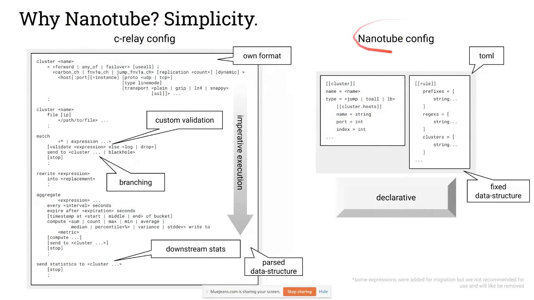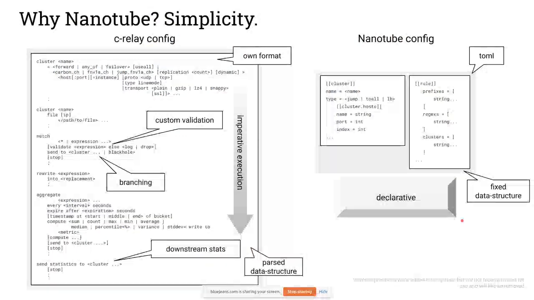On the right side is the Nanotube config. We strive to make it declarative and as simple as possible. It consists of 2 parts. The clusters' definition, which is the name and a couple of types of clusters: jump is a jump hash cluster, broadcast, and load balancing. The cluster has hosts. And the second part is routing rules. The routing rule consists of the prefix and the regular expression, and then the clusters, which means if the prefix matches or the regular expression matches, then send to these clusters.